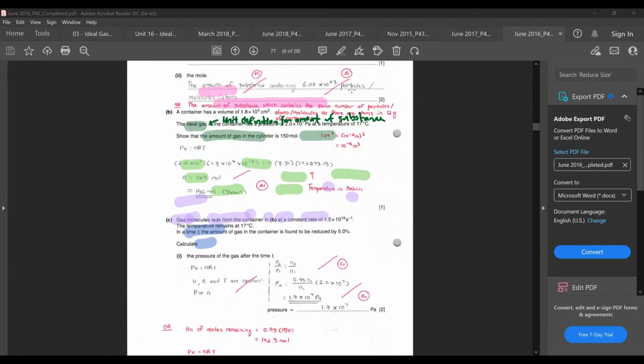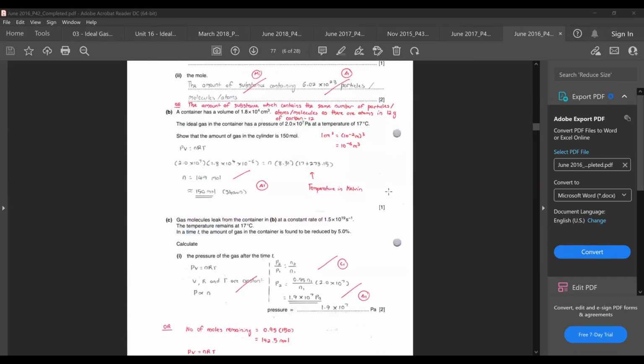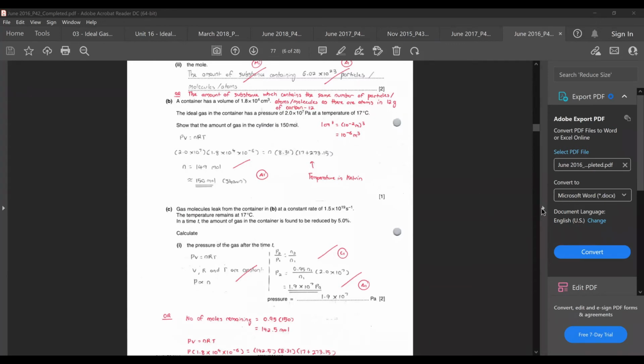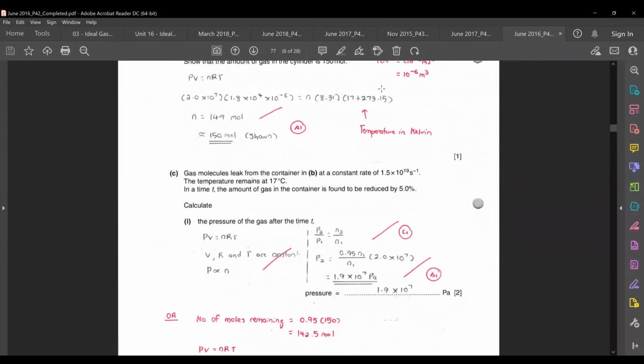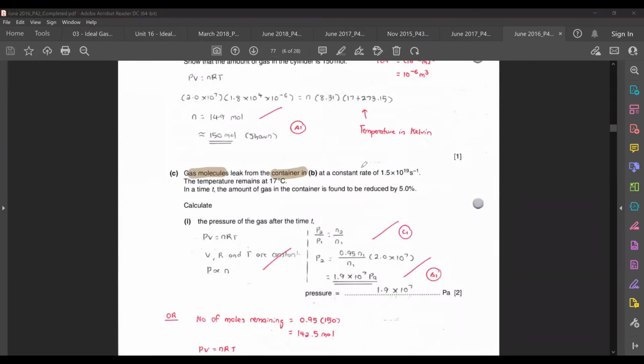Okay, C1. This one is a bit different. Now you look at C1. They're telling you that gas molecules leak from the container at a constant rate of 1.5 times 10 power 9 atoms per second. The temperature remains at 70 degrees centigrade. In a time of T, the amount of gas in the container is found to be reduced by 5%. Now calculate the pressure of the gas after time T.